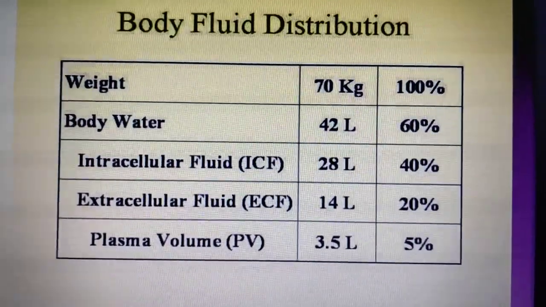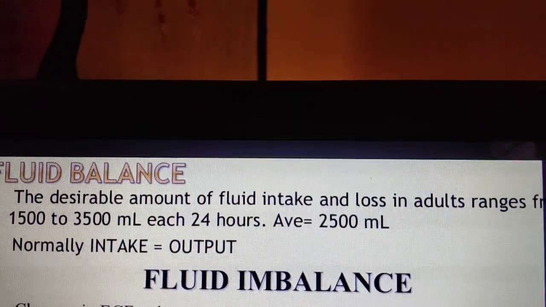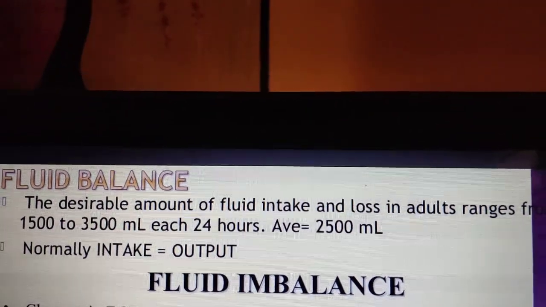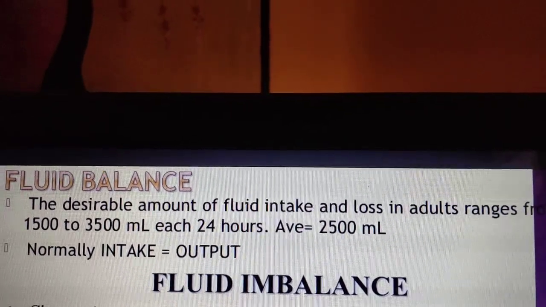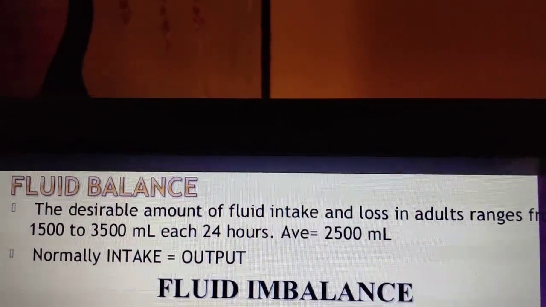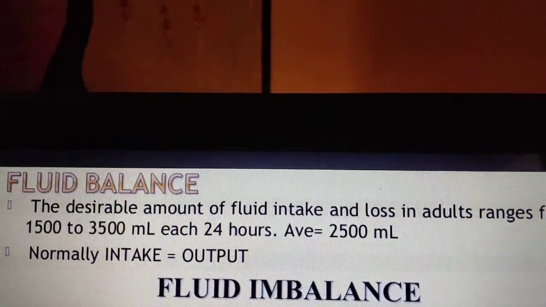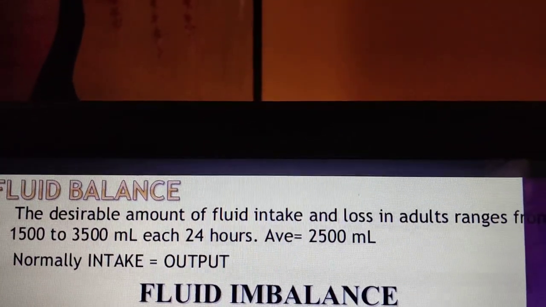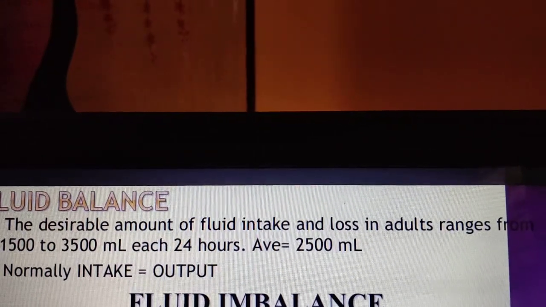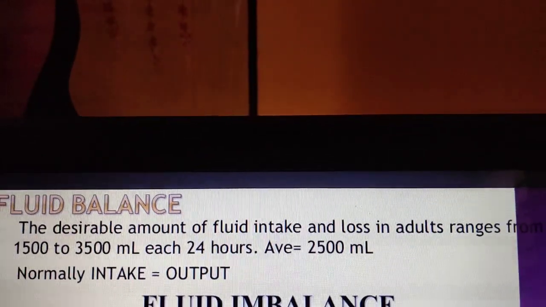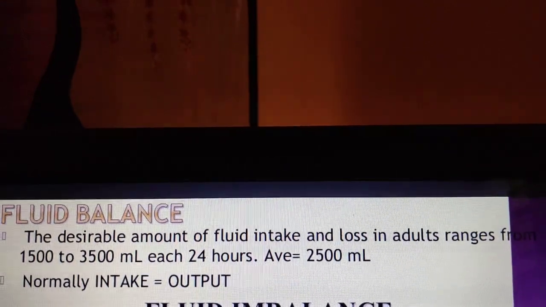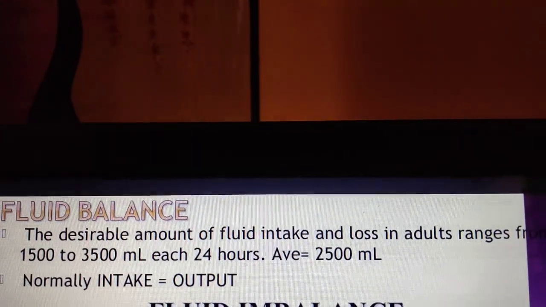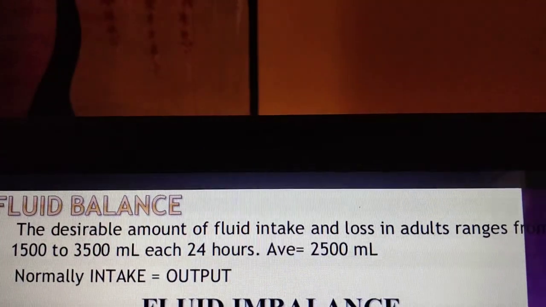Clear? Okay, what do you mean by fluid balance? Now we'll see simply what fluid balance is. Next we'll see what we mean by imbalance. Fluid balance is nothing but the desirable amount of fluid intake and loss. In an adult it ranges from 1500 to 3500 ml each 24 hours, which means on average we can say 2500 ml.